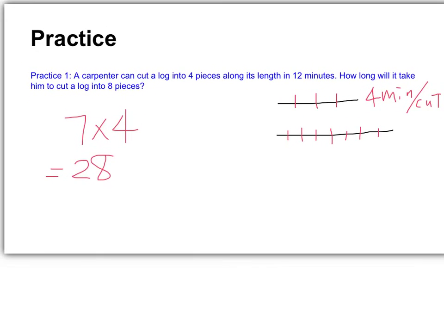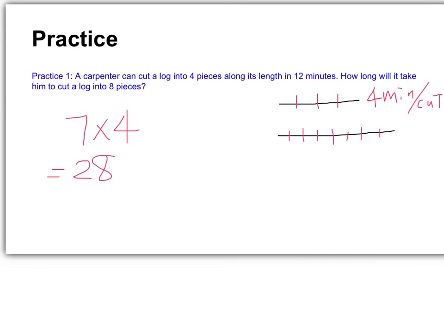So let me add the label back in here. And I can just add minutes down here. I need to match the labels too, okay? So that concludes this practice. The answer is 28 minutes. That's our answer.